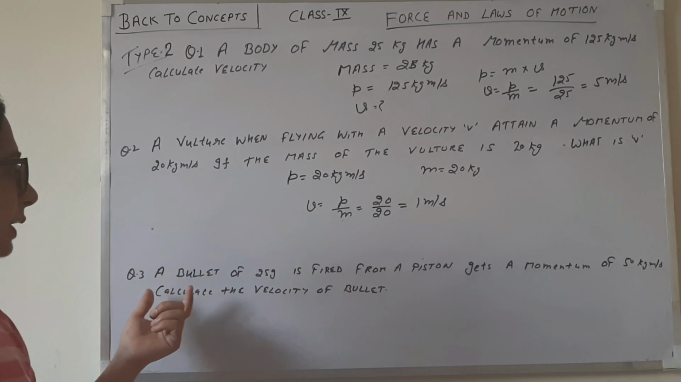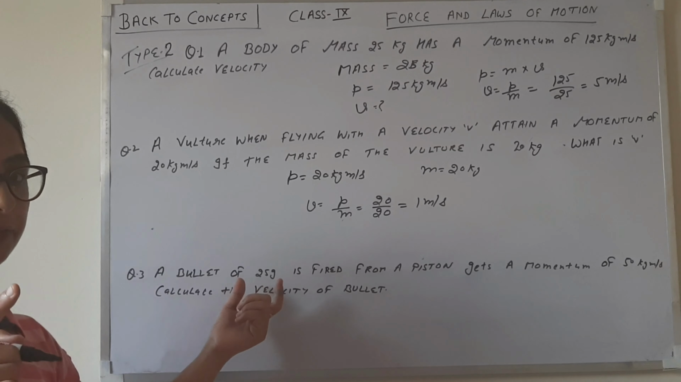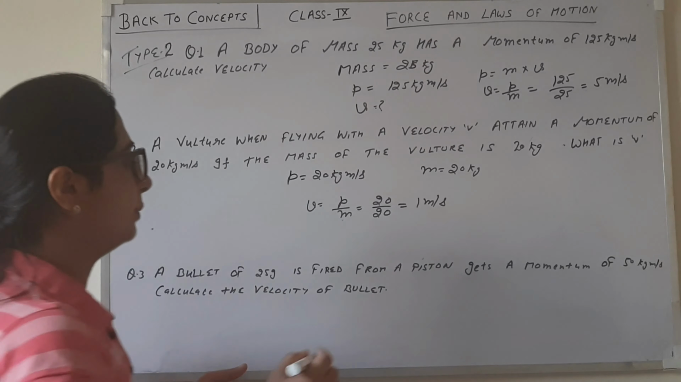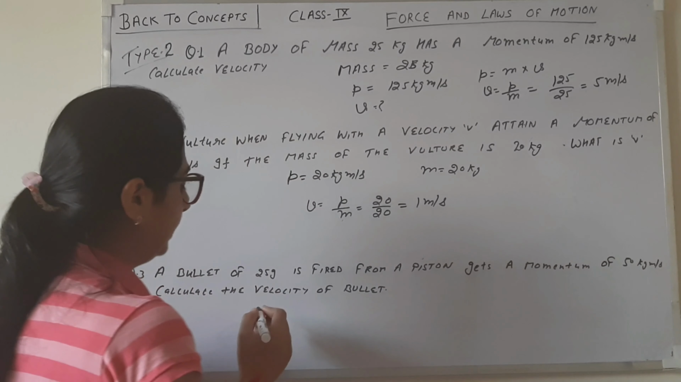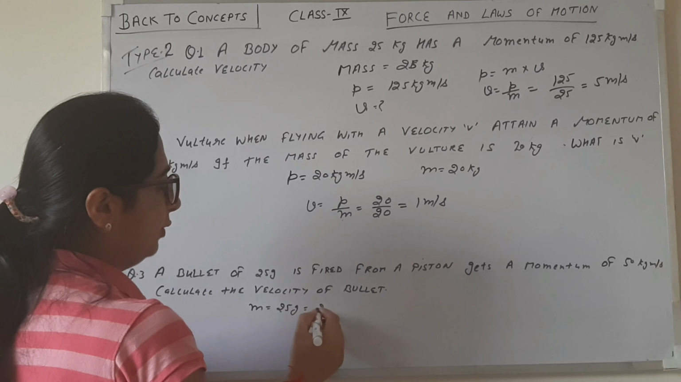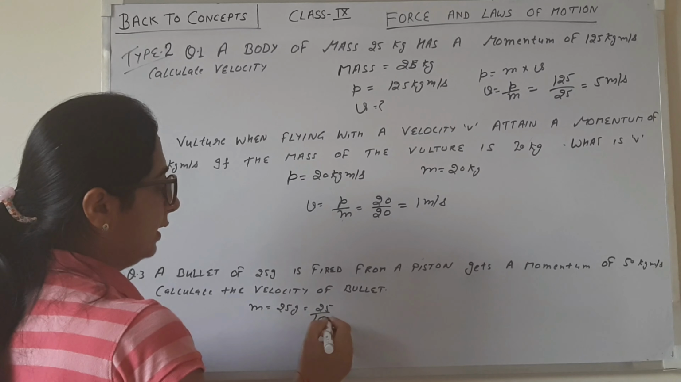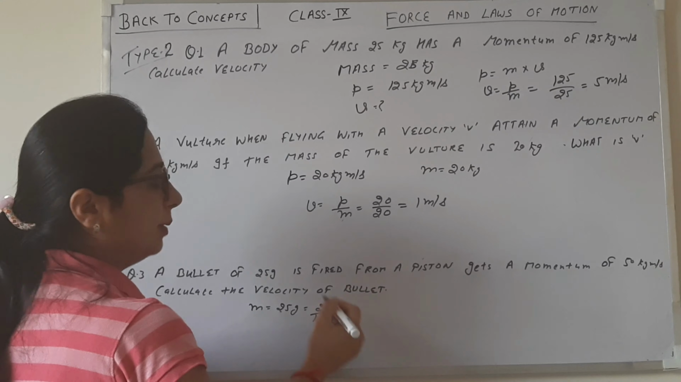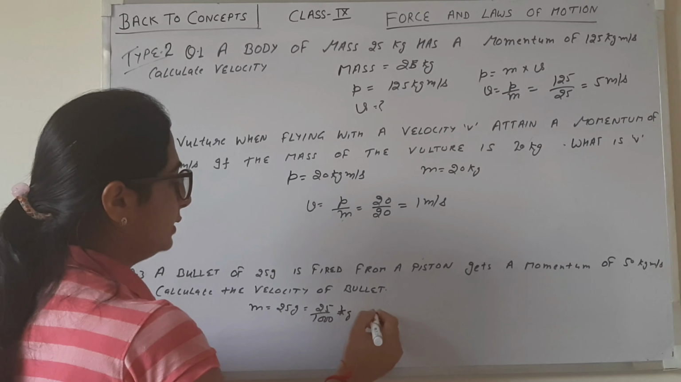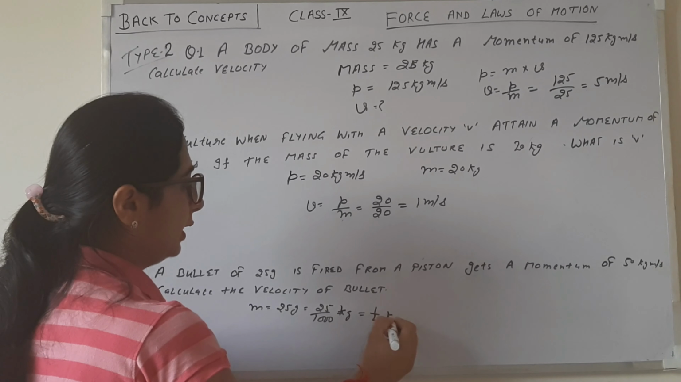Now let's discuss a bullet of mass 25 gram. Here we have to convert gram into kilogram. So what's the mass given here? 25 gram. If we divide by 1000, it will become kilogram. Okay, so this is in kilogram, or we can say that 1 by 40 kilogram.